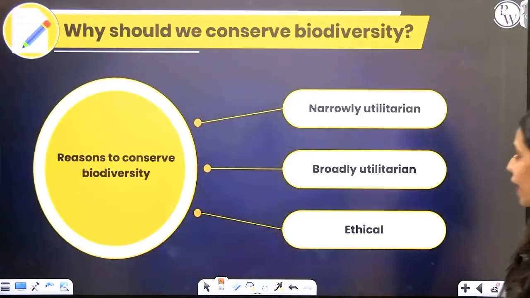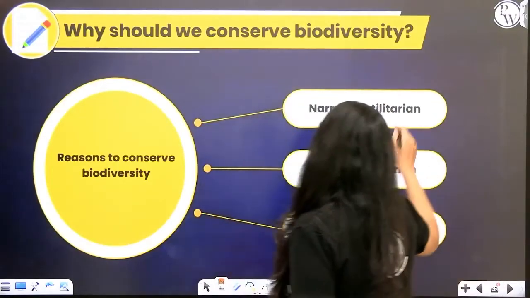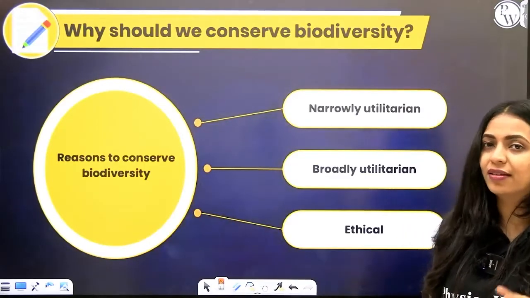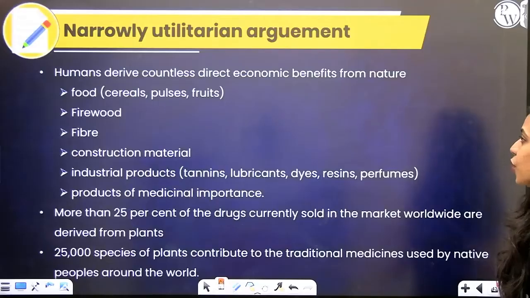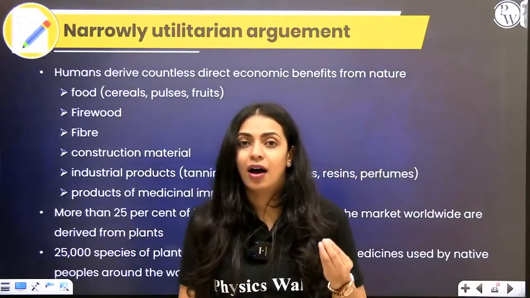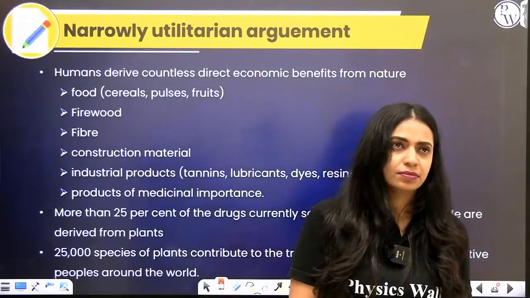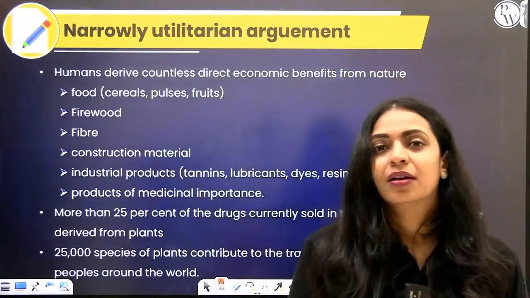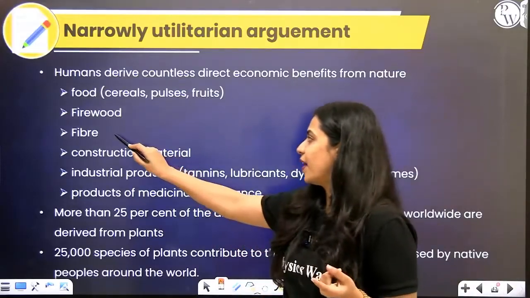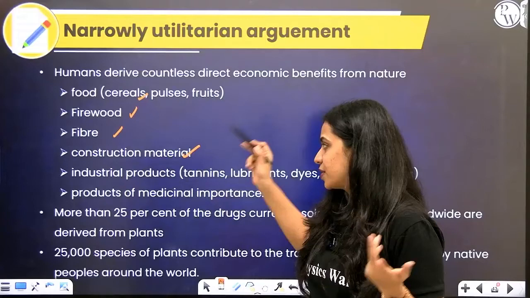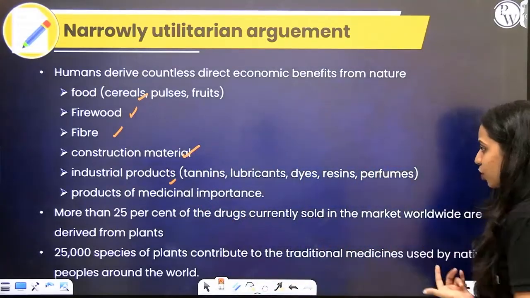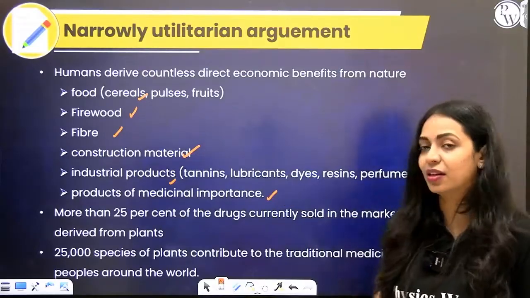Now let's talk about why we should conserve biodiversity. There are three arguments there: narrowly utilitarian, broadly utilitarian, and ethical reasons. First, let's talk about the narrowly utilitarian argument. Basically, why we should conserve our nature is because we can make money out of it, because it gives us a lot of things. It gives us food, fiber, firewood, materials for construction, industrial products like tannins, resins, lubricants, dyes, perfumes, and all of that, and many products of medicinal importance.